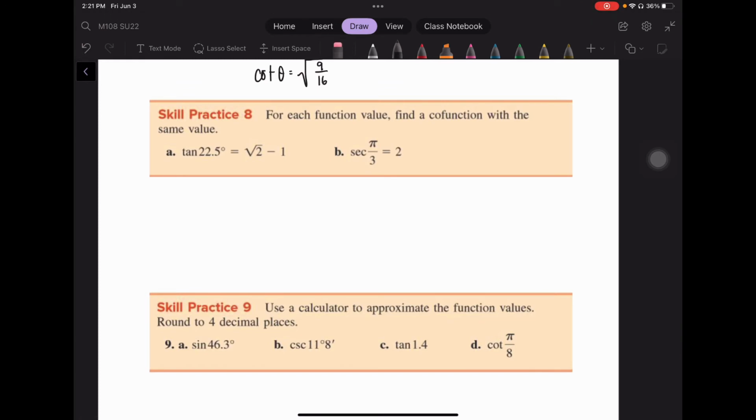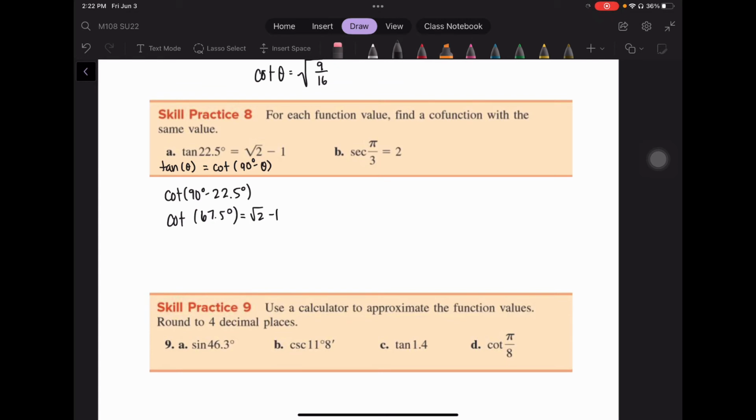We want to find a cofunction of the same value for degrees and for pi. So remember that tangent is a cofunction to cotangent. So the tangent of a degree measure is equal to cotangent of 90 minus that angle measurement. Now I know that root 2 minus 1 is the value. I'm not really doing anything with that. I just need to find another trigonometric identity that has that same root 2 minus 1. So I'm going to take the cotangent of 90 degrees minus 22.5 degrees, and I'm going to get that the cotangent of 67.5 degrees is the same thing as square root 2 minus 1.